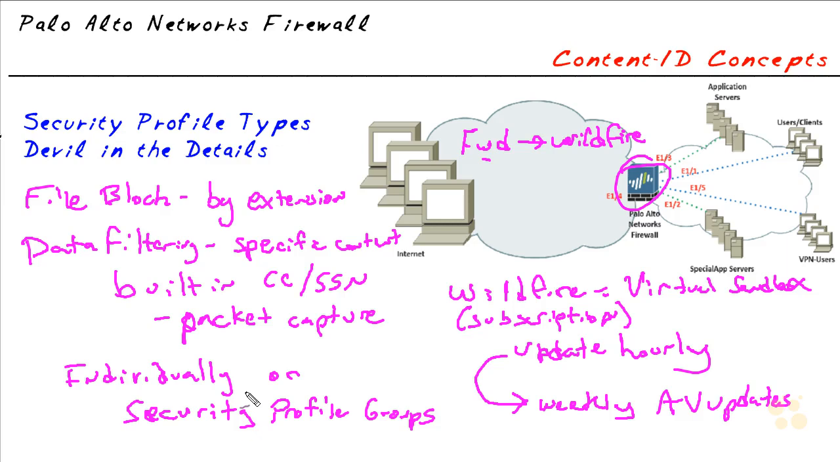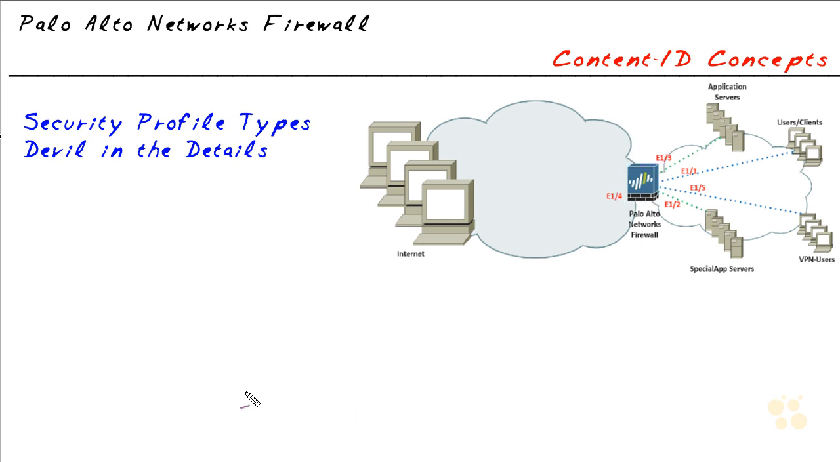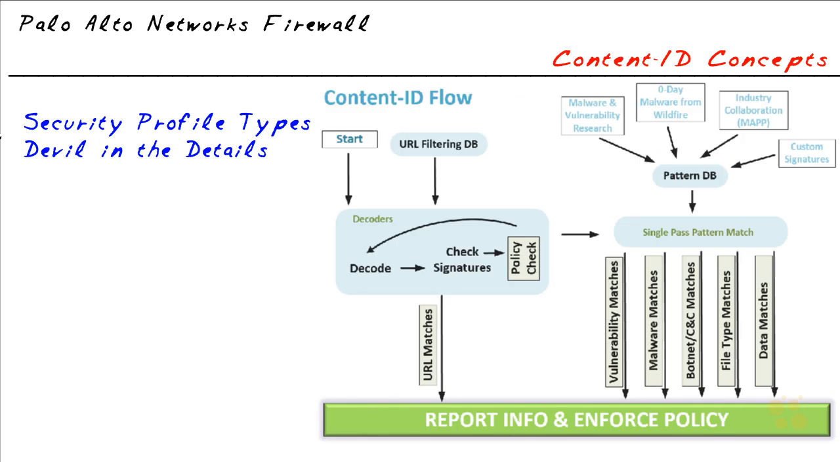Now, last but not least here, I do want to go through a little bit about the flow, just because we'll need to be familiar with some of this stuff from an exam standpoint. So I pop this up here. So my Content ID flow. Once we start out, my information comes in, goes into the different decoders. I have different signatures that I check on, to see what information I'm matching, check my policy and stuff like that. I can do my URL match at that point in time.